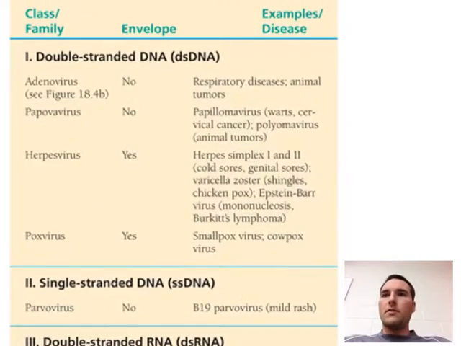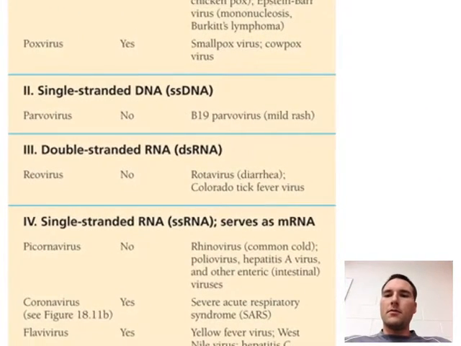Class 1, we've got our double-stranded DNA. Makes sense, okay, nothing special there. Class 2 here, we've got our single-stranded DNA, which is a little bit different. That means we're going to be able to use that DNA to make messenger RNA, and then we can go through the whole process of making the proteins that we need. So not a huge difference there with the DNA being single-stranded or double-stranded.